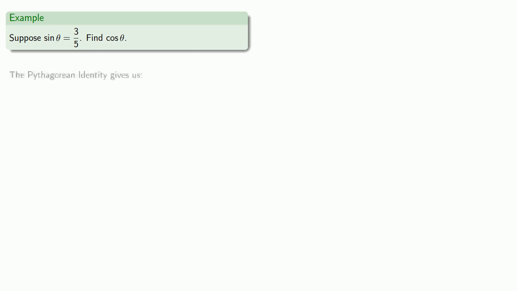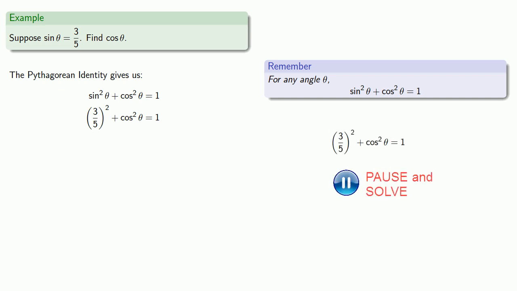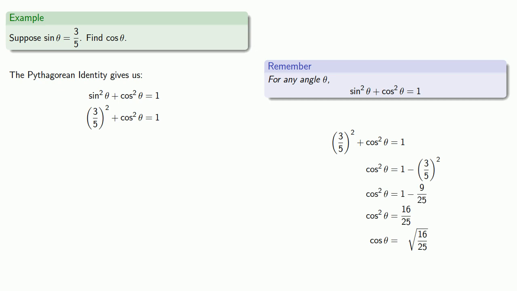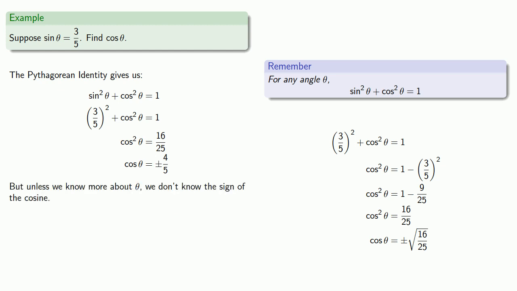So our Pythagorean identity gives us sine squared theta plus cosine squared theta equals 1. We're given the value of sine of theta, so we can replace it and solve for cosine of theta. And because we're taking a square root, we have to indicate that the value could be plus or minus the square root. And here's the problem. Unless we know more about theta, we don't know the sign of the cosine.